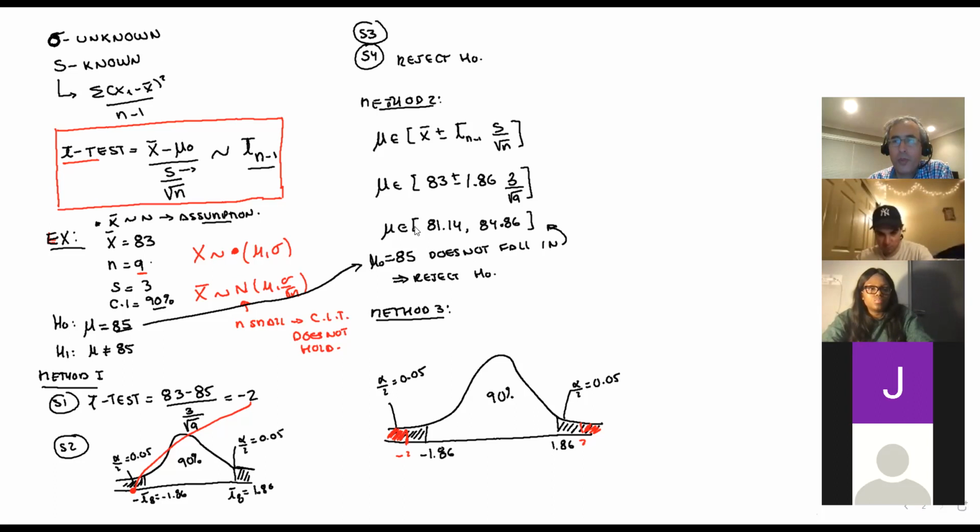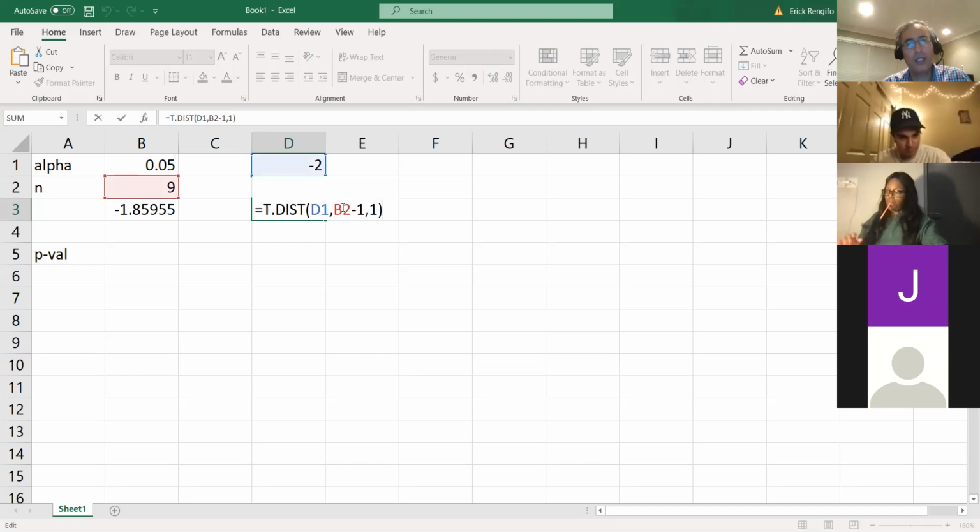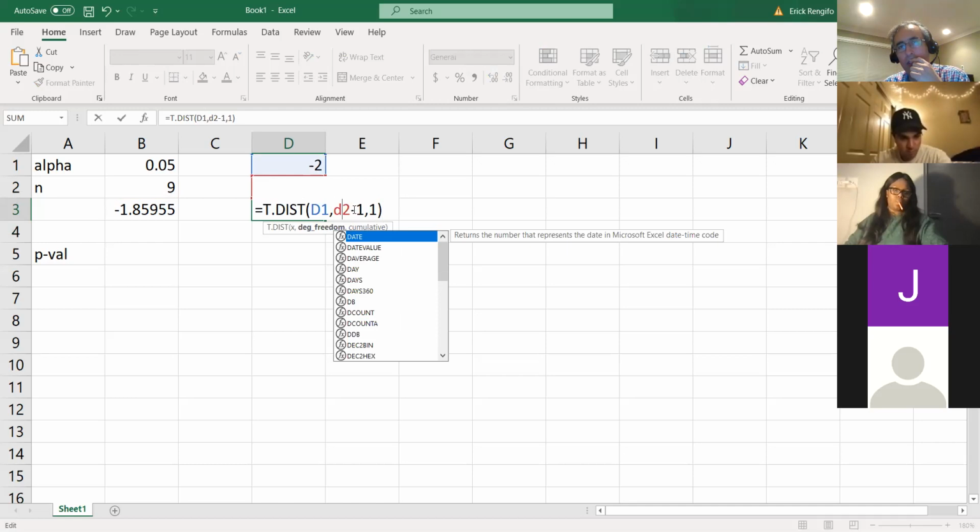Are you with me? Okay, so now how do we compute the, so let me show Excel again. In order to find the p-value, guys, what we need to register is simply minus two. So this is my t-test. The degrees of freedom, well, I can do nine, is my sample size. And then simply it's going to be minus two. D minus one, that is my degrees of freedom, and one is cumulative. So I want this to go from minus infinity up to minus two.